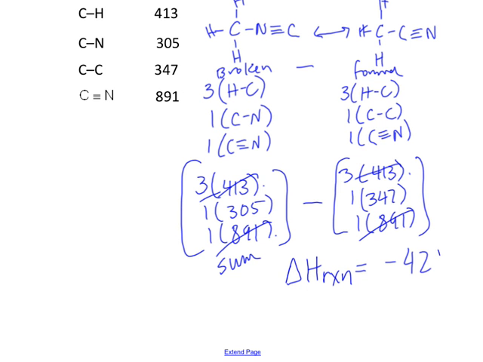Negative 42 kilojoules per mole. And it makes sense. If you break every bond and then reform every bond, whatever energy is extra or whatever energy is missing is what we're actually calculating, which is the delta H of the reaction. How much is absorbed or how much is released, and this is going to be an exothermic reaction. So this is the exact same delta H as we did before.